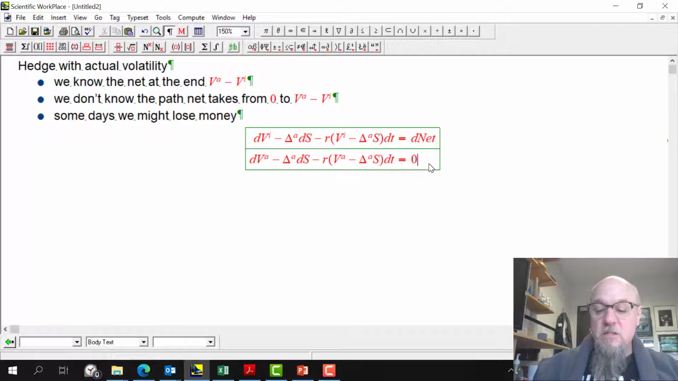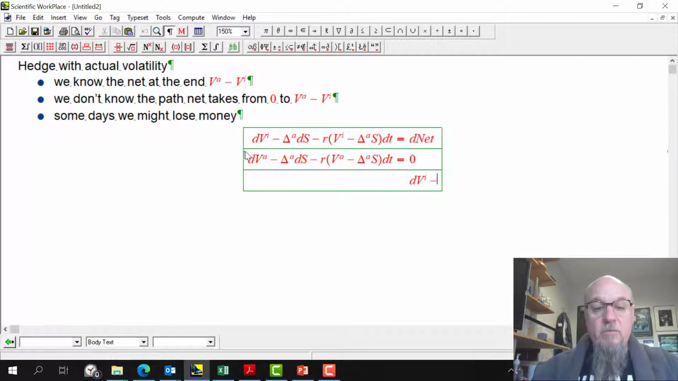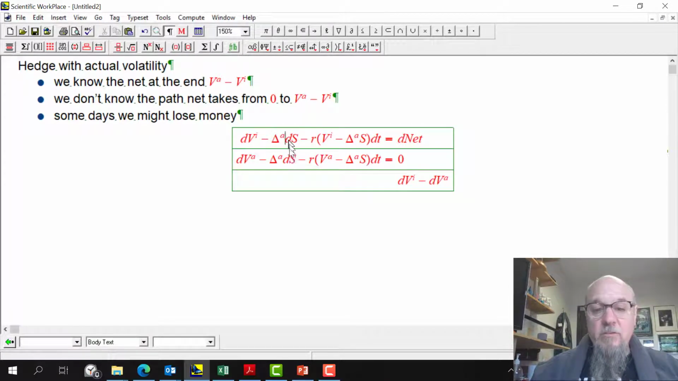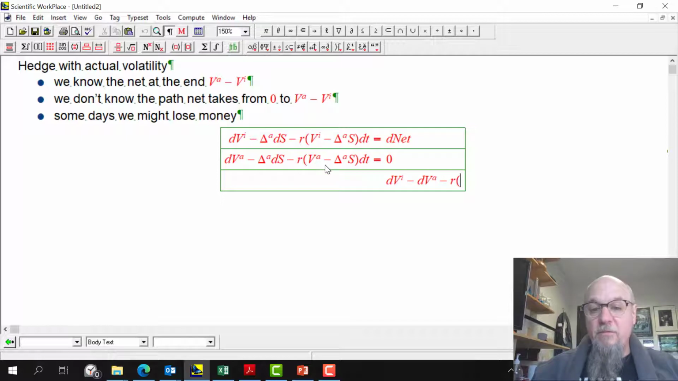So these are two true equations. What I'm going to do then is I'm going to take the top equation minus the bottom equation. So that'll be dV^I, and subtract this one. Now these two pieces with the dS, they'll cancel out. Also, this r delta^A S and r delta^A S, that also cancels out. So from this bracket minus this bracket, we've got our r, and that's only going to be our V^I minus V^A dt.